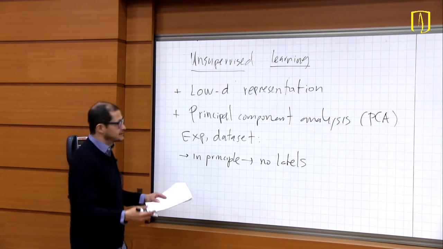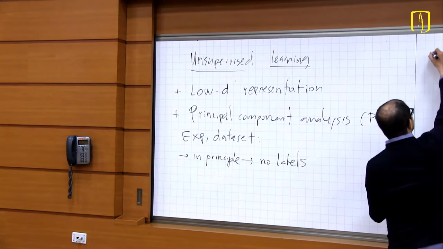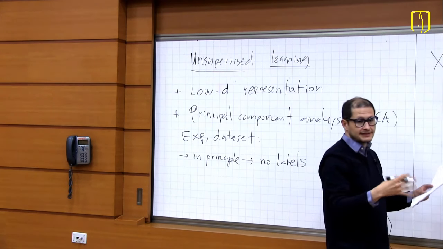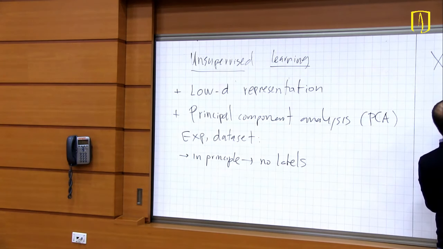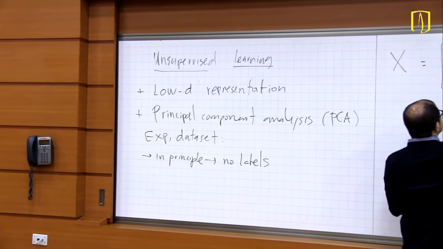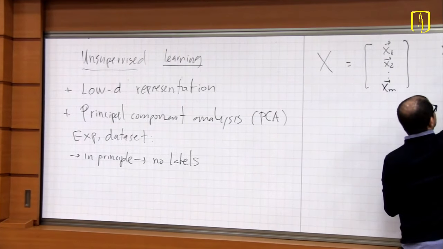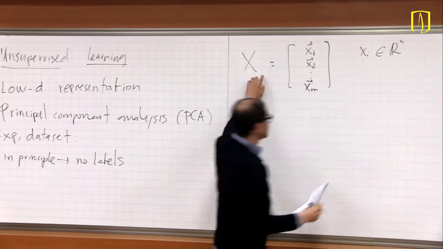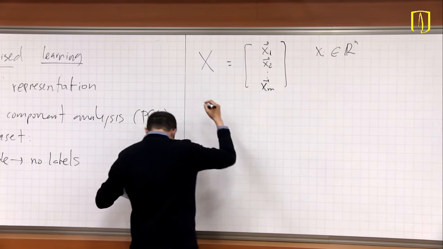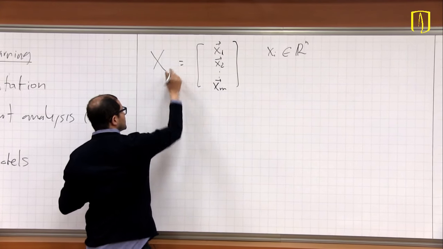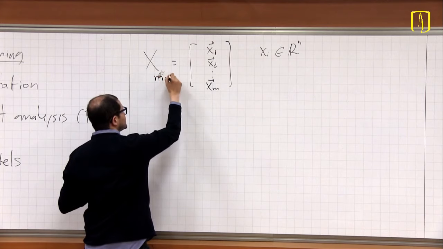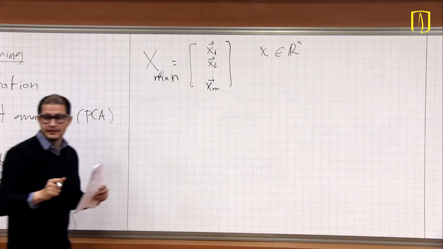Okay, so what is the data set in PCA? It's the usual design matrix that I described, which is just a collection of vectors x1, x2, all the way through xm, where each xi is in R^n, such that this design matrix is, sorry, let's make it bigger, m by n.